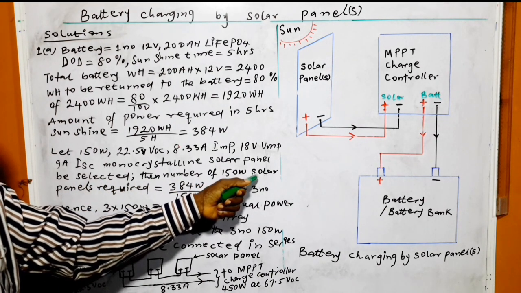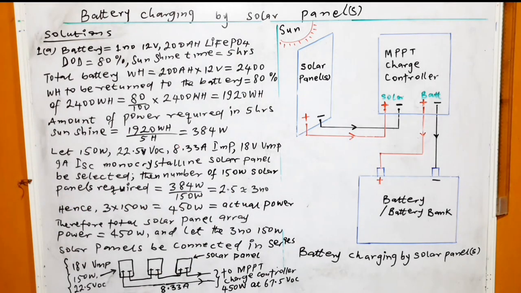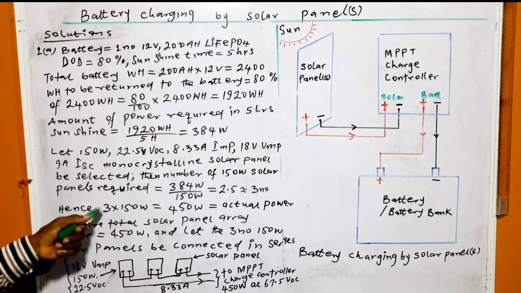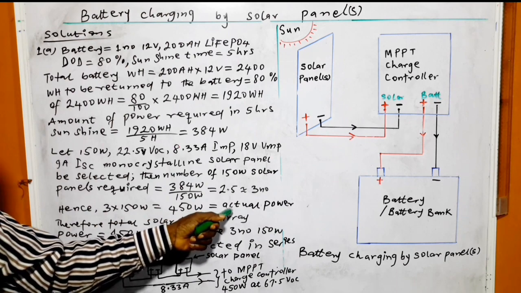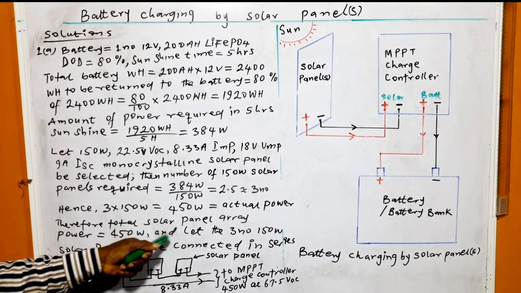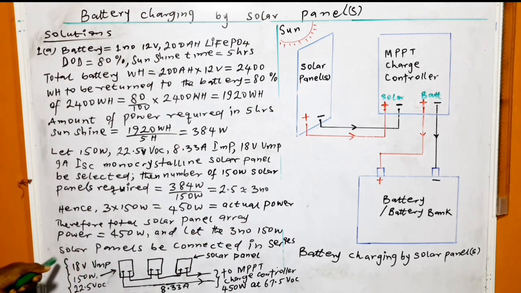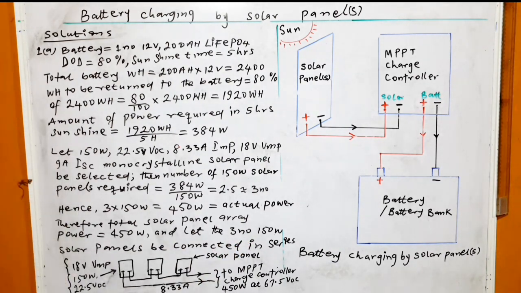Then number of 150 watt solar panels required is equal to 2.5, which is approximately 3 number. So hence 3 times 150 watts is equal to 450 watts, which is the actual power required. Therefore, total solar panel array power is equal to 450 watts, and let the 3 number 150 watt solar panels be connected in series. So the answer to the A part is 3 number 150 watt monocrystalline solar panels with all these parameters.